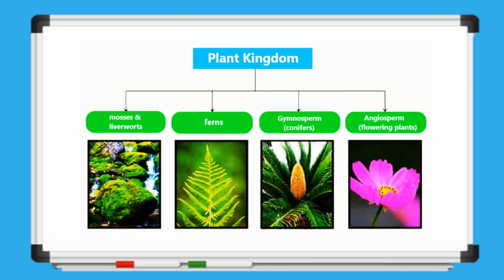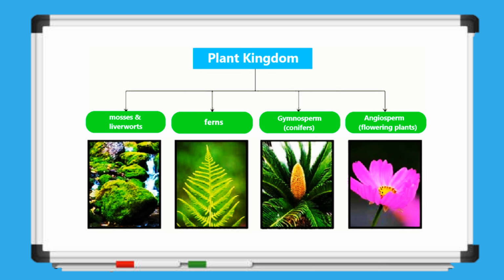Next, we need to identify different types of plants that illustrate a classification system for the plant kingdom, which is divided into 4 main groups. First, mosses and liverworts are simple plants that lack true roots, stems, and leaves. They reproduce by releasing spores and are typically found in moist environments such as forests and wetlands.